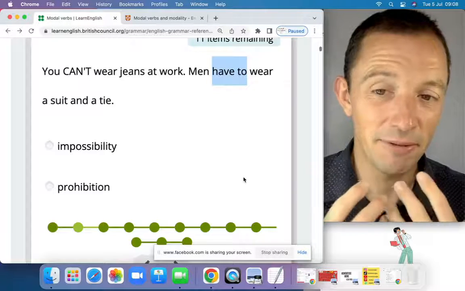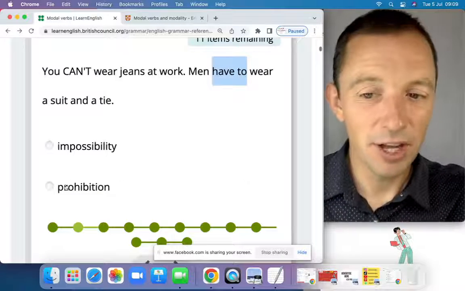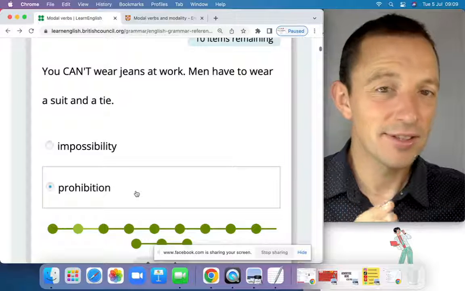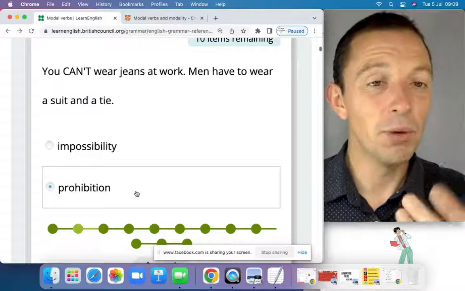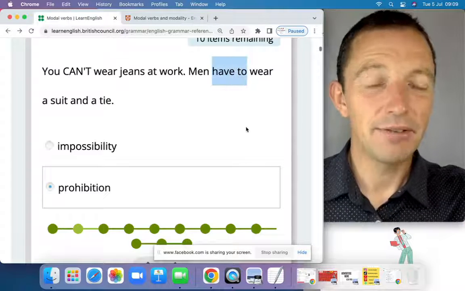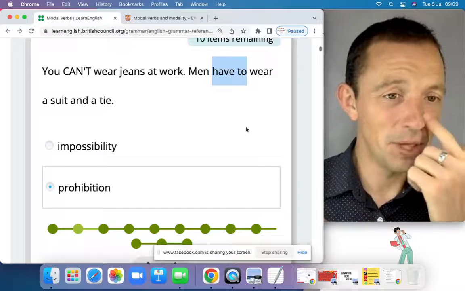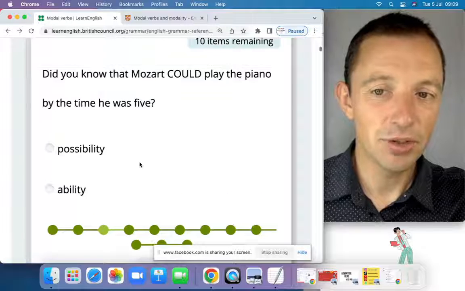For me, it's very clear. For me, it's prohibition. You are not permitted, you are not allowed, you are not permitted to wear jeans at work. You must, you have to wear a suit and tie. For me, it's prohibition, clearly. Okay, let's continue to option 3.